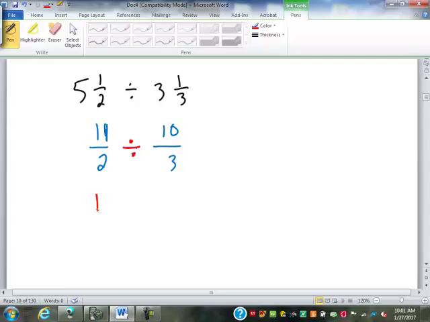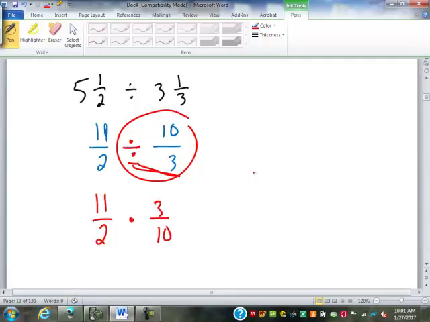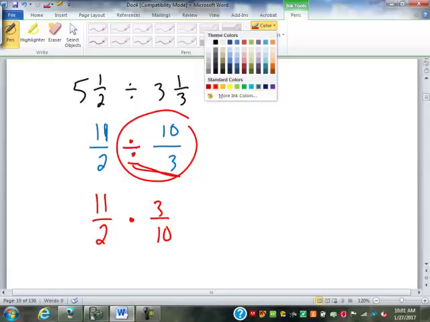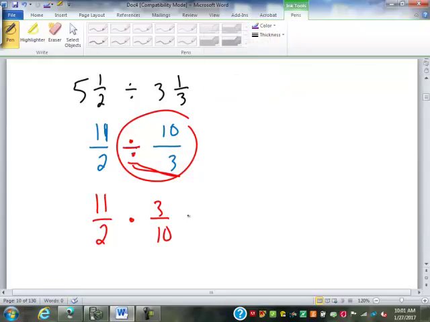So now the 11 halves is not going to change. 11/2 stays the same. It's the number we're dividing by. The division always goes with the number after it. So it's going to be times 3/10. Now at this point, we could cross cancel if anything did. Unfortunately, right now, nothing is going to cancel. So we'll just multiply. 11 times 3 is 33. 2 times 10 is 20. We'll break that down into 1 and 13/20.